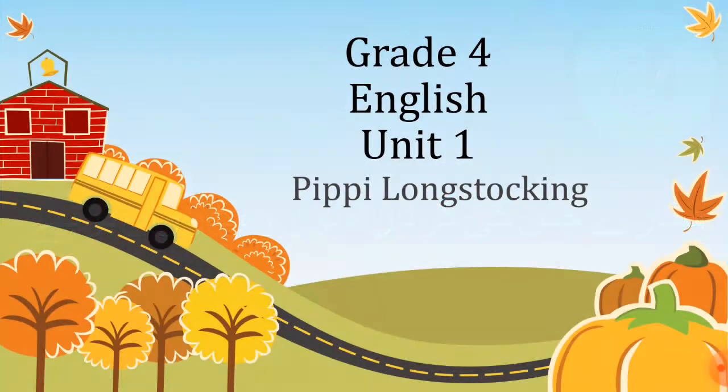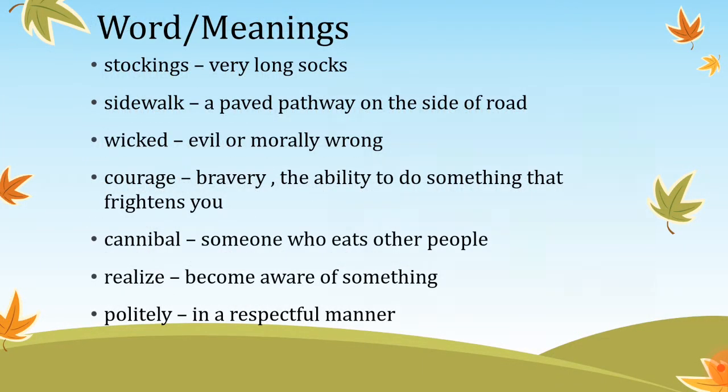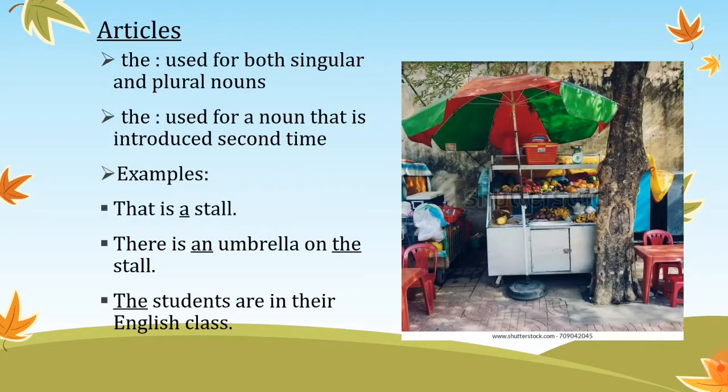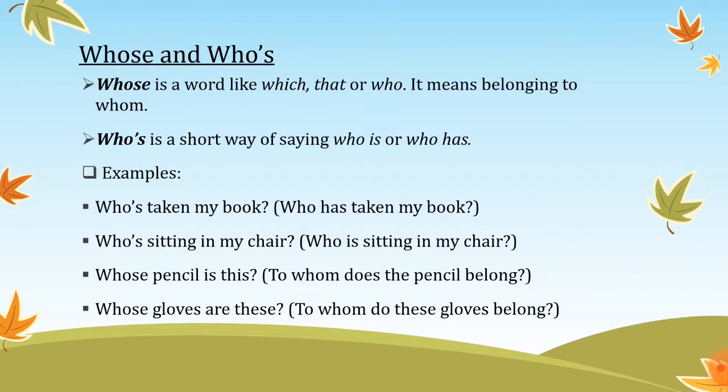So far in Unit 1, we have done word meanings and a few grammar topics, which include articles and the use of who and which. Today we are going to look at another grammar topic: the difference between the usage of whose and who's. Now these two words are confusing because they're pronounced exactly the same. But of course, when we're using them, both these words are very different, okay?